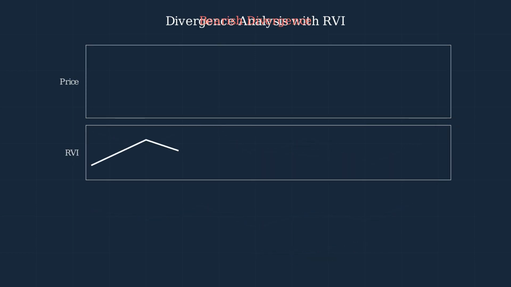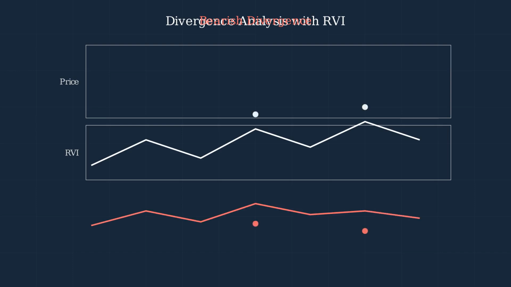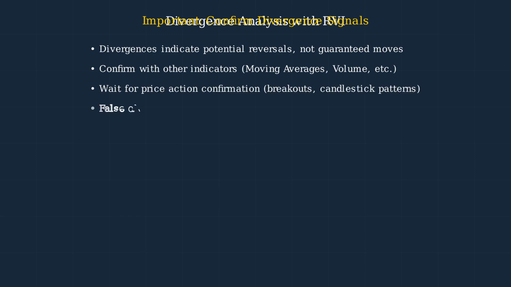Bearish divergence forms when price makes higher highs while the RVI makes lower highs. This suggests weakening upward momentum. In this case, price continues to push higher, making new highs, while the RVI fails to confirm the strength, making lower highs. This divergence can signal a bearish reversal as buying momentum weakens. While divergences are powerful signals, they should be confirmed with other indicators and price action. False divergences are common, especially in strong trends. Always wait for additional confirmation before taking action based solely on divergence signals.